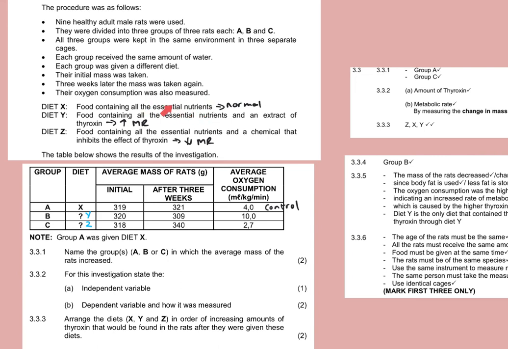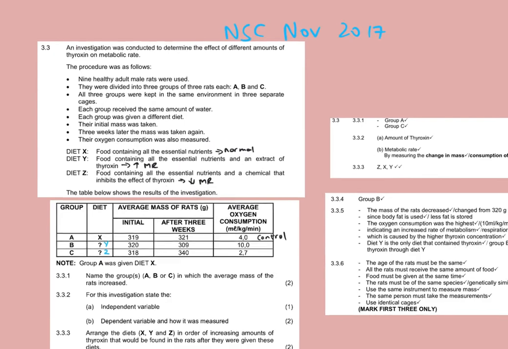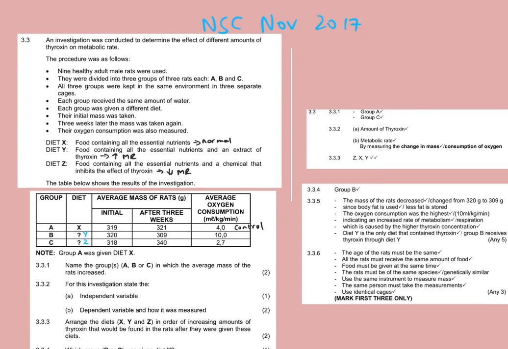This group had no added thyroxin. This group had added thyroxin. This group had minimized thyroxin. So the thing that is different, that's the independent variable. So that is the amount of thyroxin. The dependent variable and how it's measured. If you read your aim, they're trying to investigate the effects of different amounts of thyroxin, the independent variable, on metabolic rate. You always read the blurb, that's the aim. So you can actually take the independent variable from there. But metabolic rate is your dependent variable.